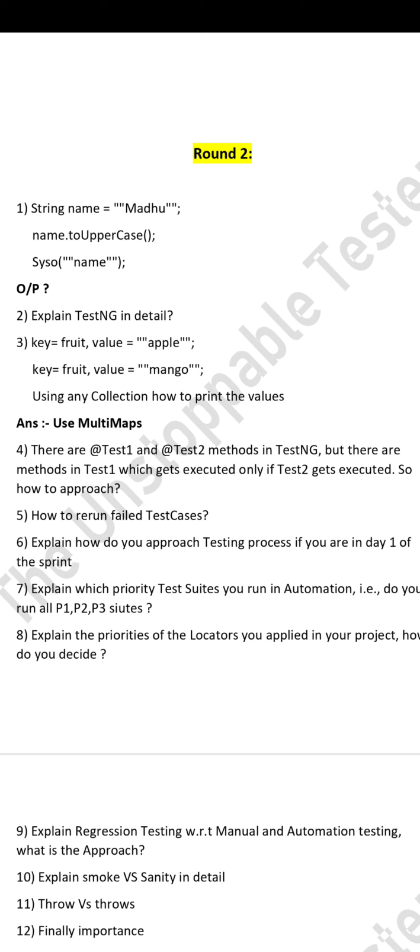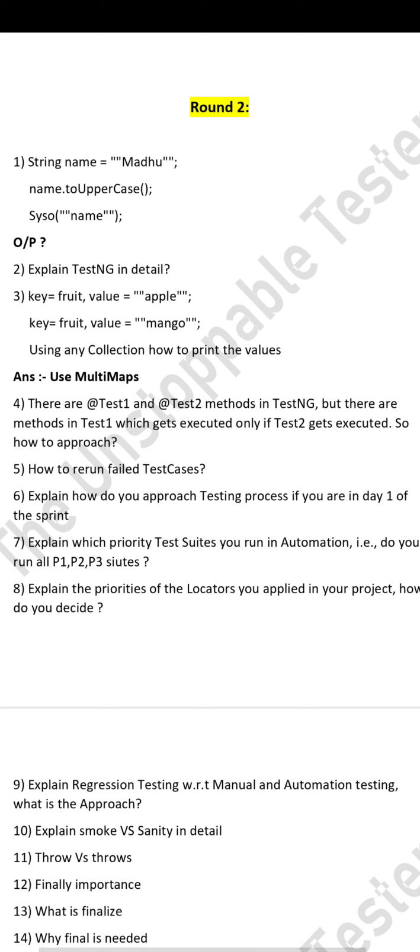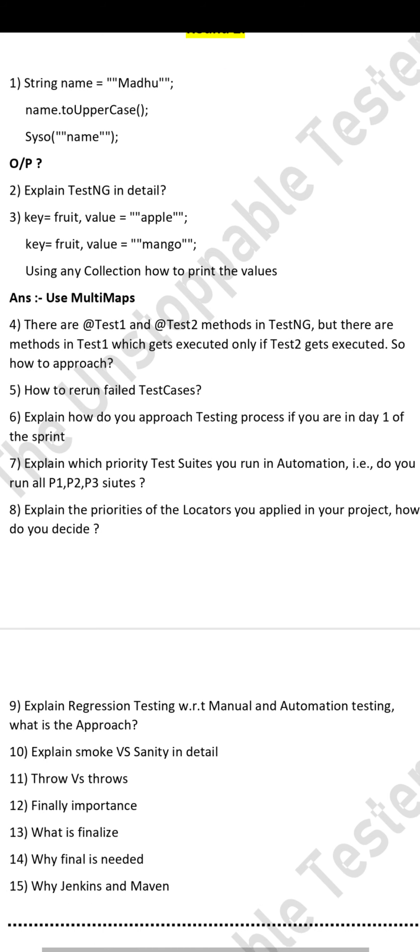Okay, so in the first question they asked you to tell the expected output for the given code, and the second question is they asked to explain TestNG in detail, like whatever concepts you know, you need to elaborate on at a high level in detail. Okay, so the third question is again: what type of collection would you use for the given code to print the values. Okay, you can use multimaps.